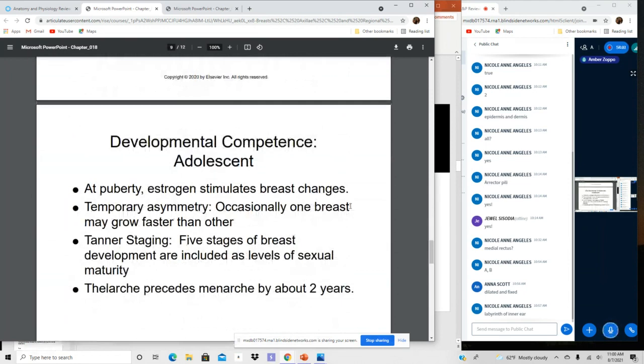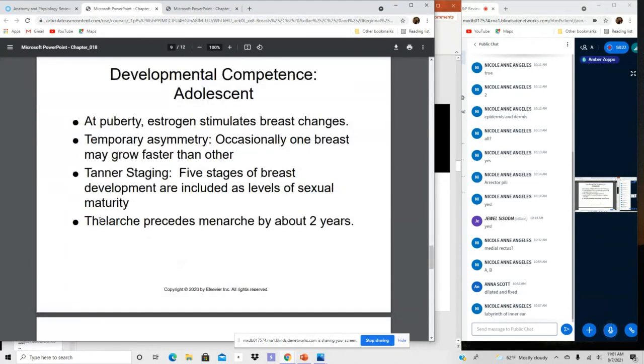In adolescence, at puberty, estrogen stimulates breast changes. Temporal asymmetry may occur, where occasionally one breast grows faster than the other. Tanner staging is the 5 stages of breast development that are included as levels of sexual maturity. Thelarche is breast development, and it usually precedes menarche, which is when females get their periods, by about 2 years.